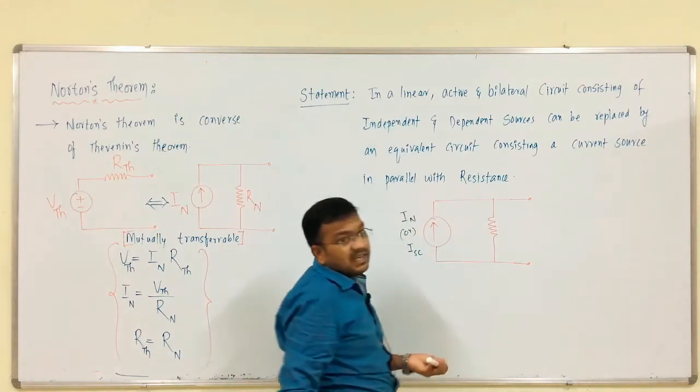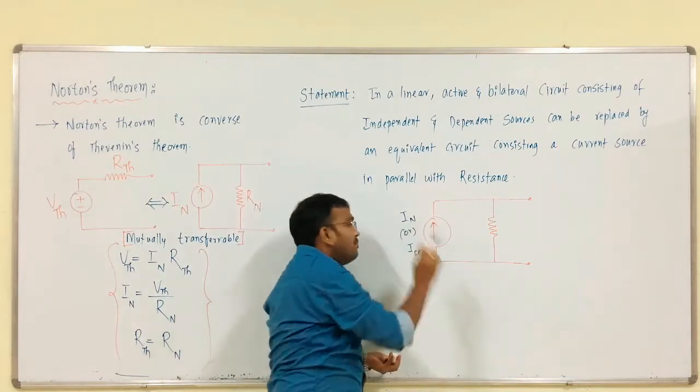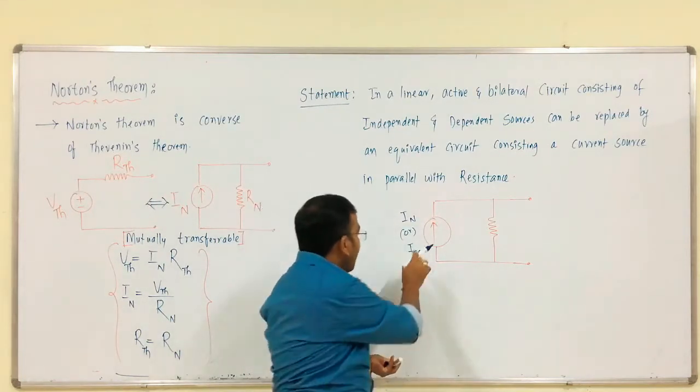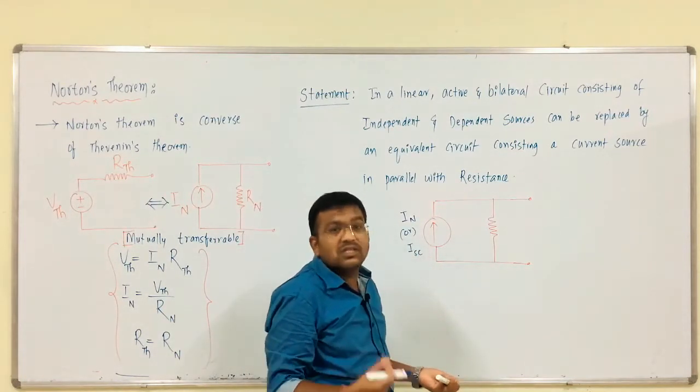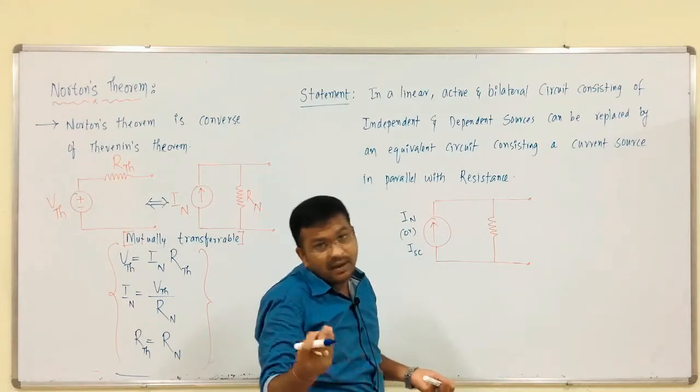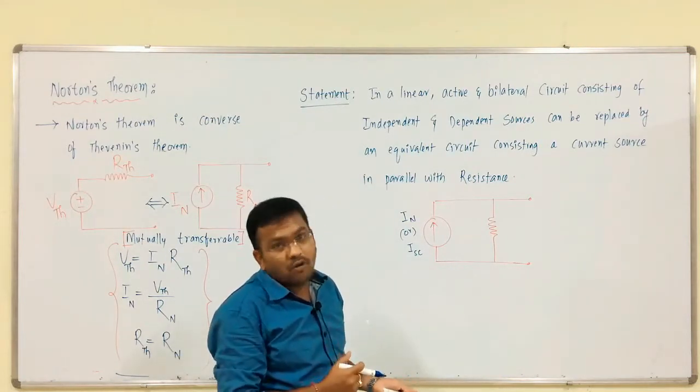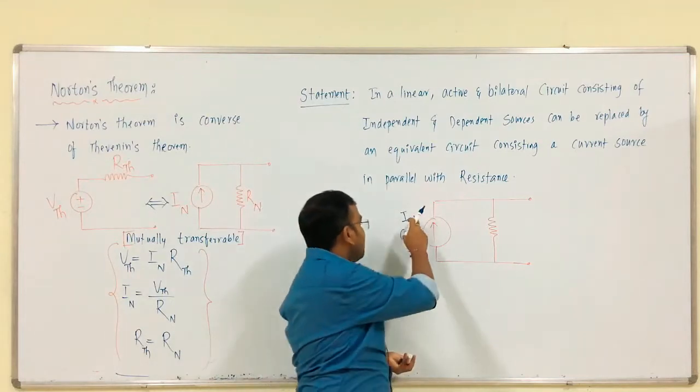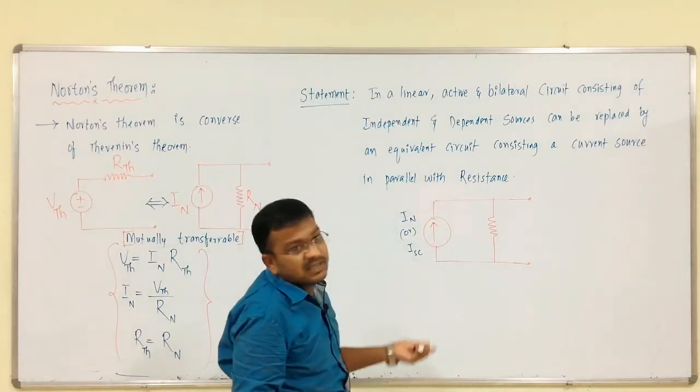So, I N means Norton's current. S C, short circuit current. What is this short circuit current? I will explain while discussing the problems. That is the current, nothing but I N or I S C.